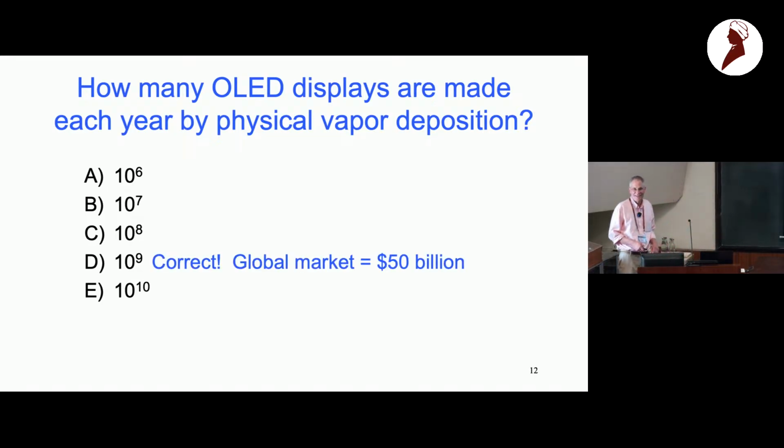10 to the 9, okay? It's a global market of $50 billion, and it's all based on anisotropic vapor-deposited organic glasses.